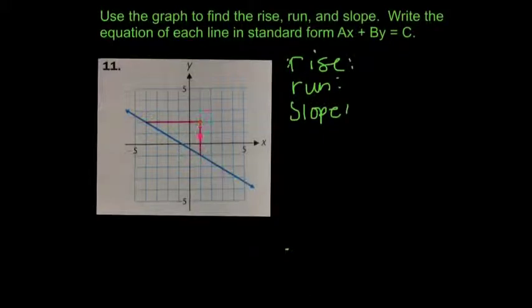My rise is the vertical distance, so since I'm going from this point to this point, I'm moving up 1, 2, 3 units. So my rise will be a +3. My run is the horizontal distance, which in this case is negative, because I'm moving in the negative direction, so that will be -1, 2, 3, 4, 5. So my run is a -5. Because slope is a ratio of rise to run, my slope will be 3 over -5.